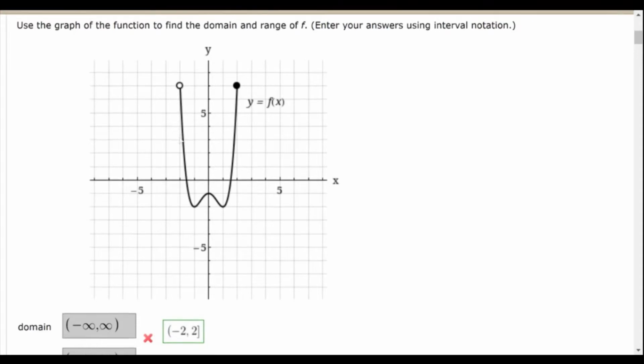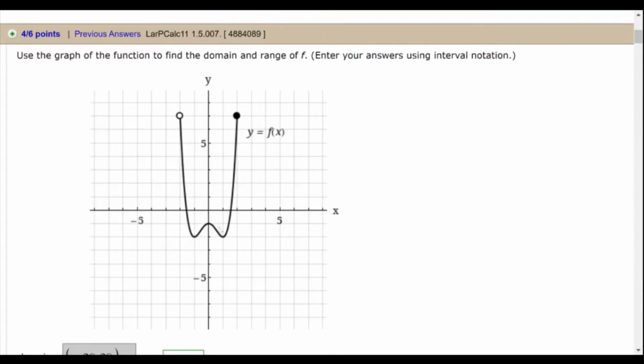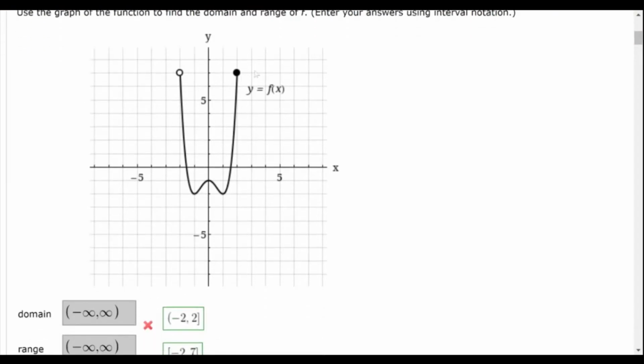And then it goes all the way to the right, all the way over here. This is the rightmost point, the point that's the farthest to the right. And that point, tell me what the point is. 2, 7. But since we're talking about domain, we're just going to put 2 because domain involves the x values that this graph covers. So from -2 to 2.